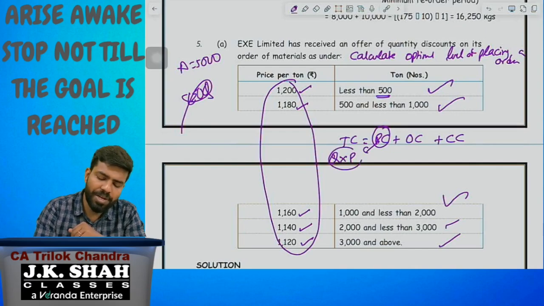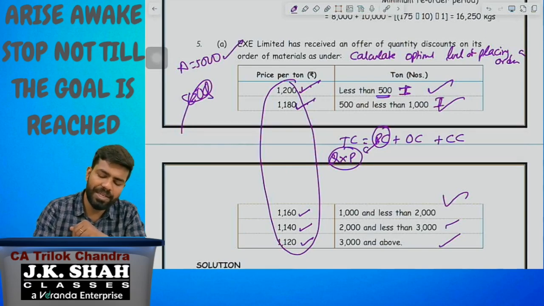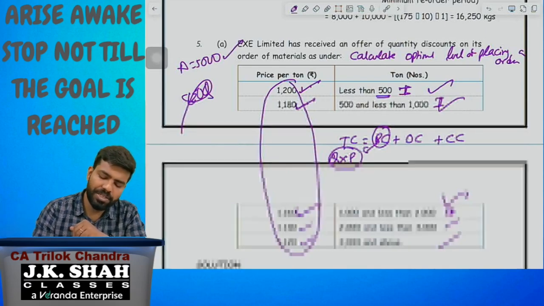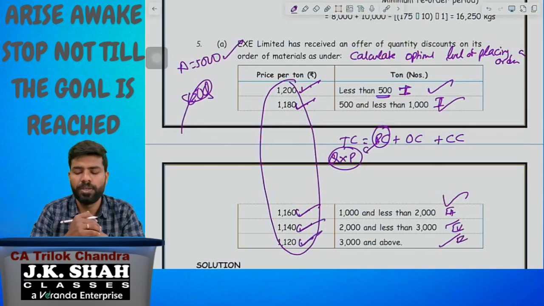Quantity into price. What is the annual quantity? 5000. If it is first level, it is 1200 is the price. Second level 1180. Third level 1160. Fourth level 1140. Fifth level 1120. So that is how we are going to calculate the purchase cost.